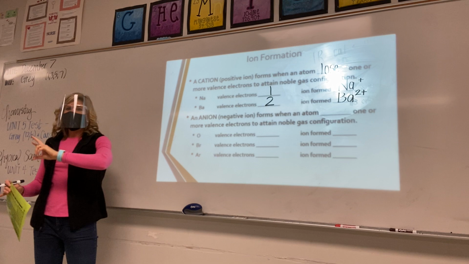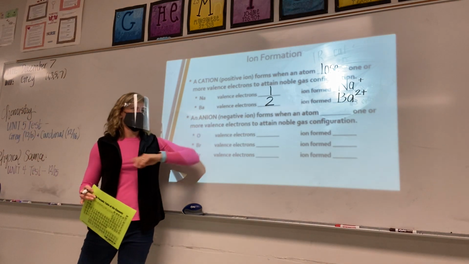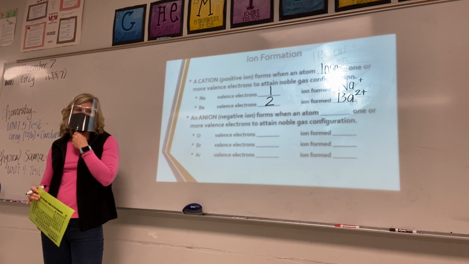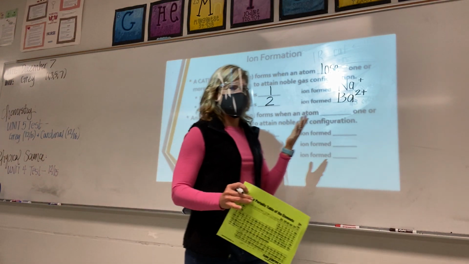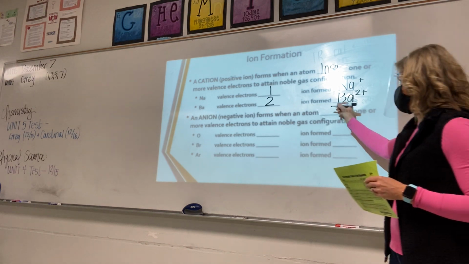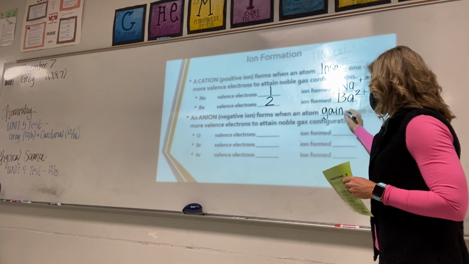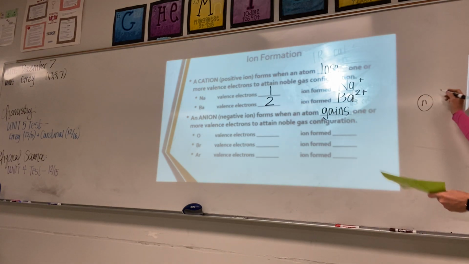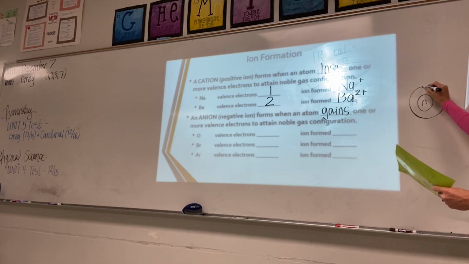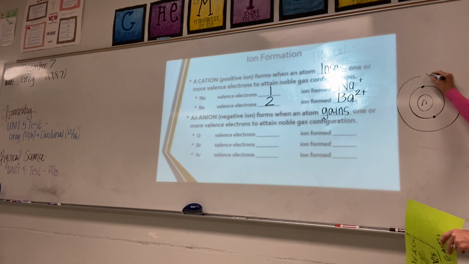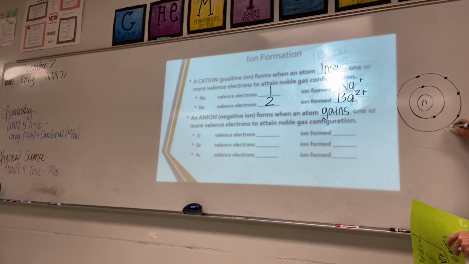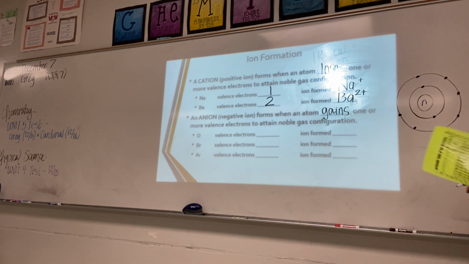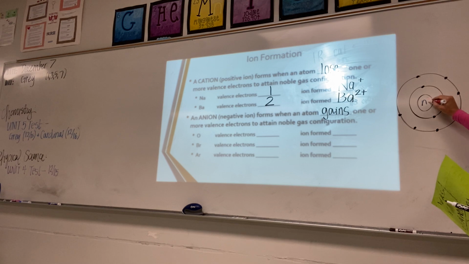Our anions are the opposite. Anions are negative ions. So how are we going to form an anion when an atom does what for the electron? Gains or loses? Gains. So now suddenly we have more electrons. I'm going to draw fluorine here. So here I have fluorine. Fluorine starts with 9 positive protons and 9 electrons.